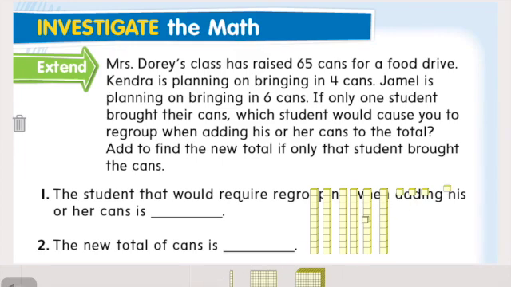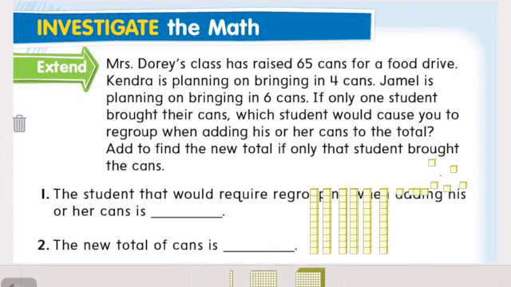Now, if I add Kendra's 4 cans, 1, 2, 3, 4, I now have 10, 20, 30, 40, 50, 60, 61, 62, 63, 64, 65, 66, 67, 68, 69 cans. Now, can I regroup these ones as a 10? No, because I only have 9 ones. I cannot regroup 9 ones. I have to have 10. Have to.